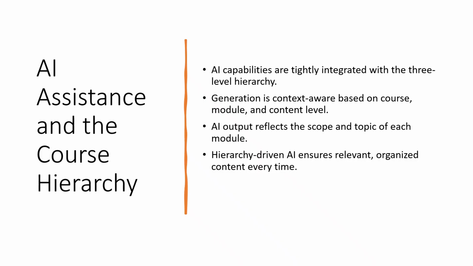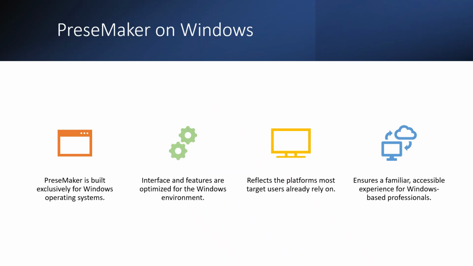This tight integration between the AI engine and the hierarchy is what makes the system so effective. Authors consistently get organized on-topic materials that align with their course structure, which dramatically reduces the amount of manual editing needed after generation. PreseMaker is built specifically for Windows, and that decision is a deliberate one.